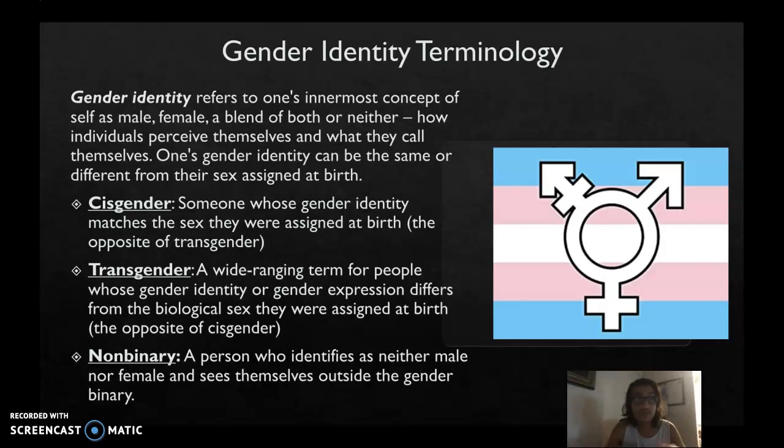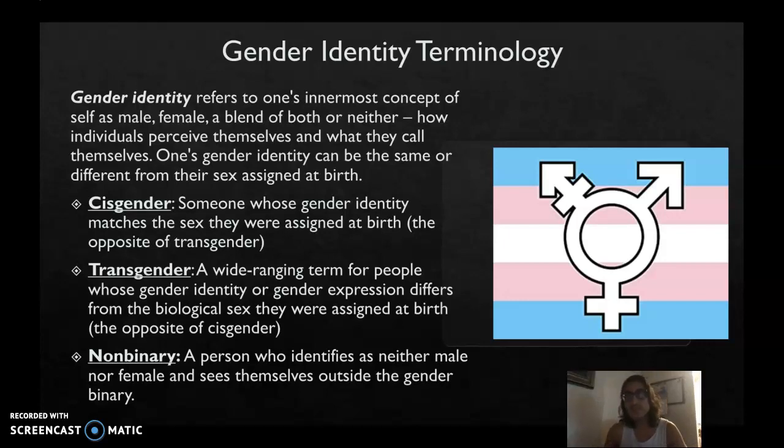Now, some people who identify as trans choose to identify as male or female, and they choose to try and present as either a man or a woman in our society, along with the expectations of what masculine and feminine gender presentations are supposed to look like. However, some transgender people choose to identify as gender ambiguous, meaning that they don't necessarily want to identify as a man or as a woman. They'd rather identify as somewhere in between or as neither of those gender identities. So non-binary refers to a person who identifies as neither male nor female and sees themselves outside of the gender binary. And we'll talk about this gender binary in a bit here.